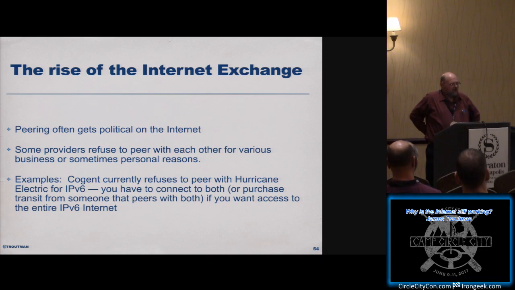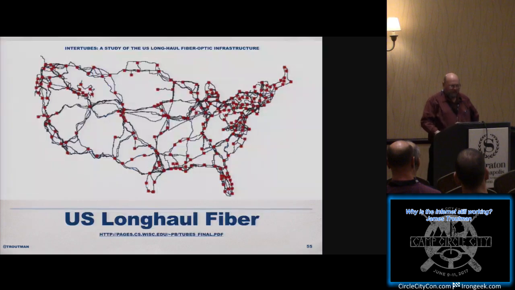So if you actually want access to the entire IPv6 internet, you either have to buy a connection from Cogent and a connection from Hurricane, two connections, or you have to buy a connection from somebody else that peers with both of them. You cannot actually just buy a connection from either one and get access to the entire IPv6 internet, which is silly, but that's reality.